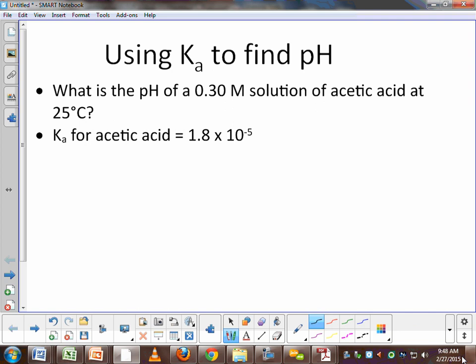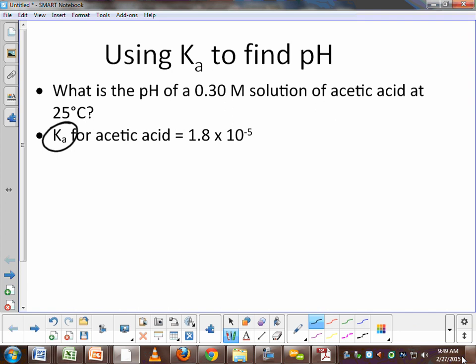So we want to write a reaction. Well, what reaction are we going to write? There's a major tip-off to you in the question itself that tells you what reaction to write. And it's right here. The fact that they give you a Ka value means that you have to write a Ka reaction, because it goes with that particular value.